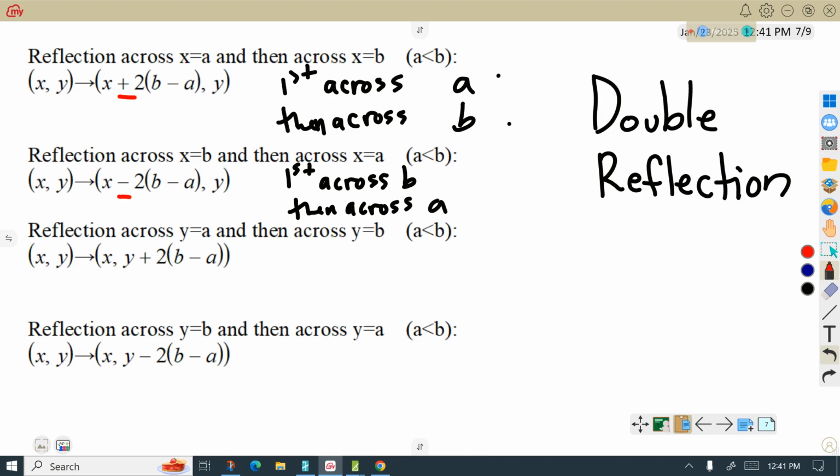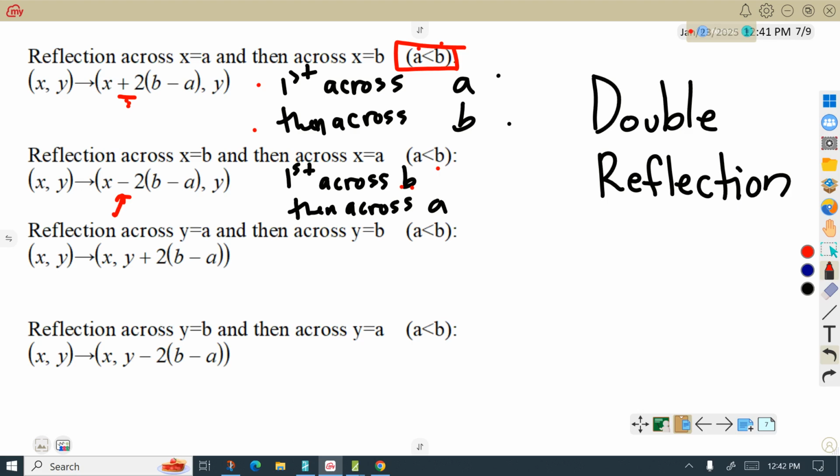Since A is bigger than B, this is the thing we're going to stick with. If A is bigger than B, then if I first go across the smaller one and then across the bigger one, I go to the right. This one pushes me to the right. But if I go first across the bigger one, because B is bigger than A, and then across the smaller one, this is going to push me to the left. It's going to go the other way. So I have to pay attention to those.